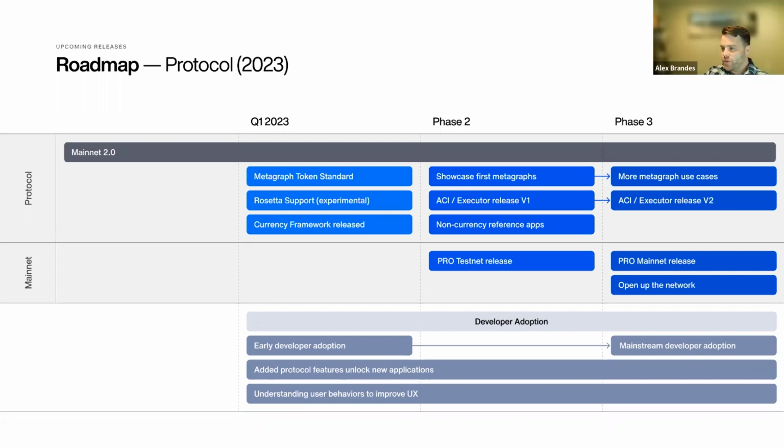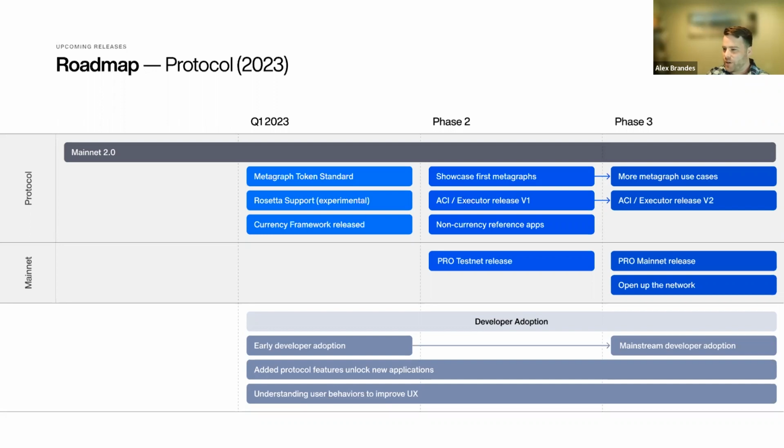So I just wanted to show this is the previous roadmap that we had displayed. This was December 2022, just a few months ago, and we had some Q1 milestones: Metagraph token standard, which I think we're calling L0 token standard, Rosetta support, which we're calling experimental, and then the currency framework being released. As of last week, we've checked all those boxes.